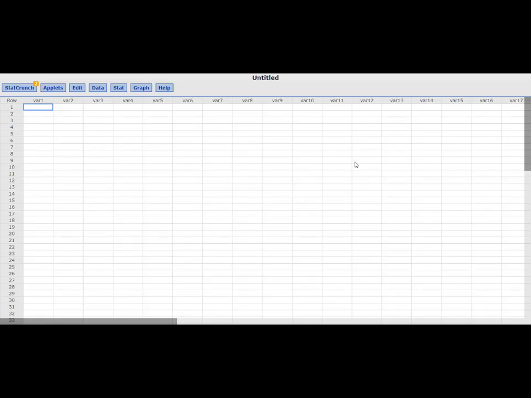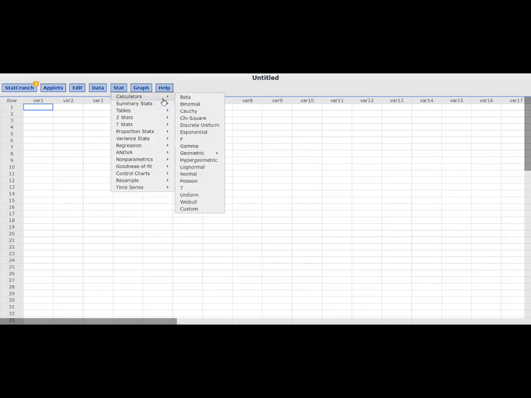Okay, let's look at StatCrunch, and I'm going to use it to do two different things. First, I'm going to use StatCrunch to find my critical values that we would put into our formula, and then I'm going to use it to find our upper limits and lower limits. So let's go to Stat, Calculators first.